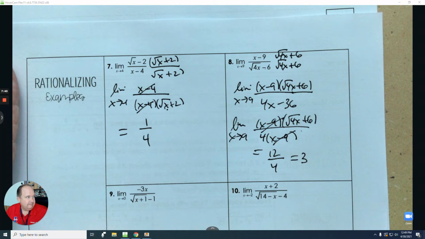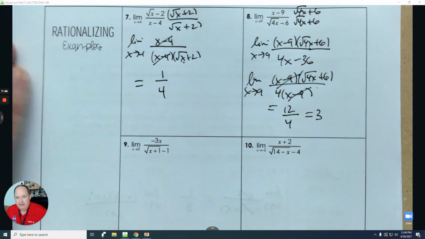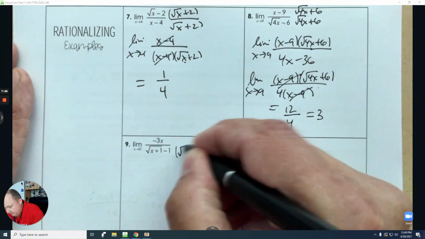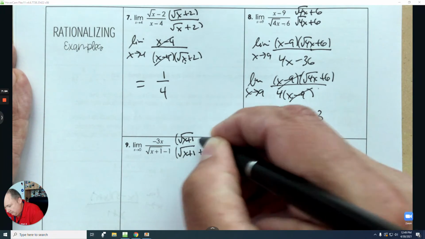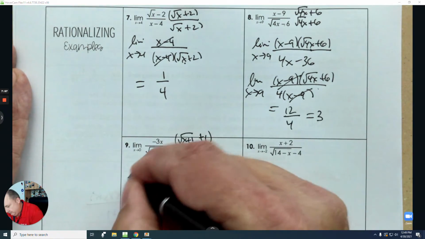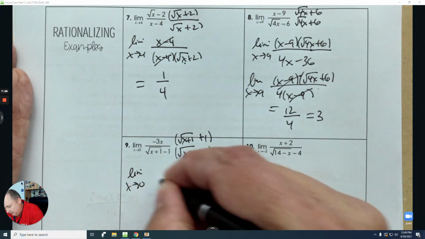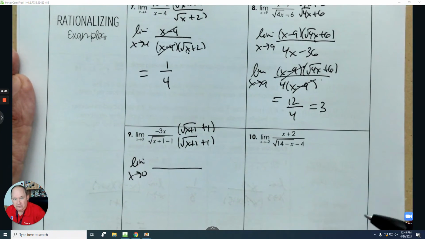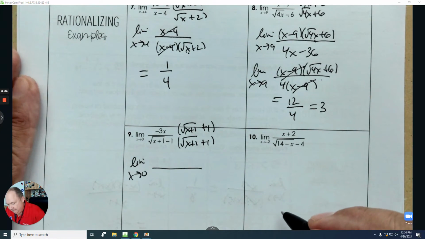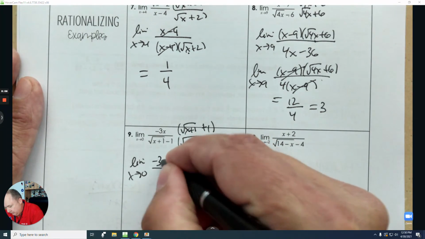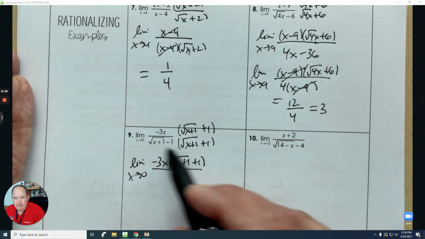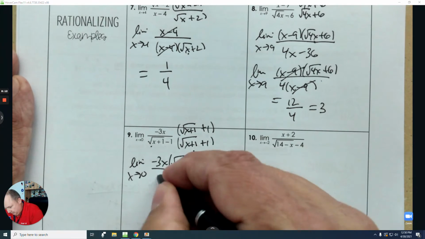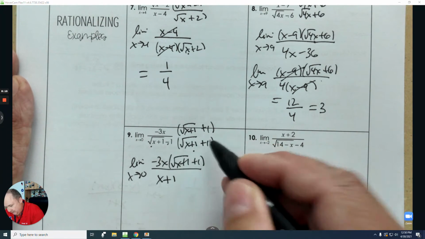Number 9. Again, it's indeterminate. The conjugate is root x plus 1 plus 1. That algebraically will allow us to eliminate the discontinuity so I can evaluate the limit. The numerator, I'm just going to put them beside each other. The denominator, root x plus 1 times root x plus 1. Negative 1 times 1.